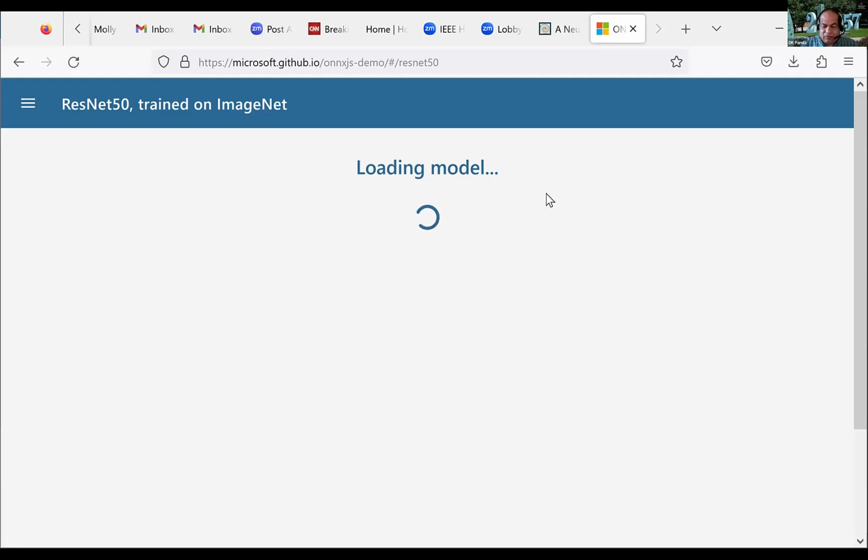Yeah, it takes around 1 minute to load. Do you want me to share my screen, Dr. Panda? Yeah, I have it loaded on my end. Go ahead. Okay, I'll just share the screen.